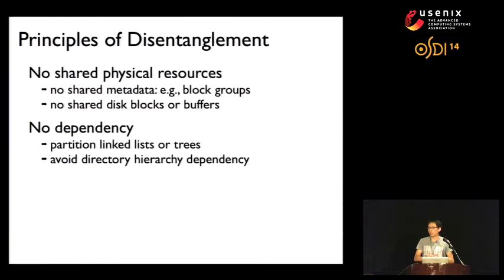For example, linked lists and tree structures encode dependency in their design. So we have to partition this shared structure into multiple smaller ones for different cubes. A typical example is directory trees. To access a file in a traditional file system, you have to access all the directory entries up to the root directory. If any failure happens along this directory path, you cannot access the files.